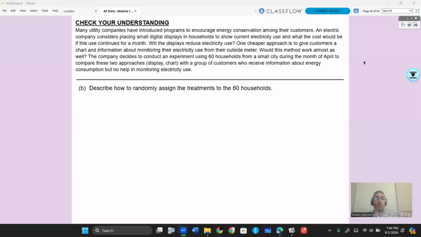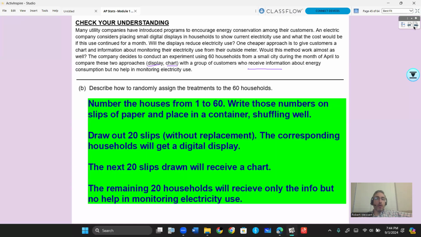Part B, describe how to randomly assign the treatments to the 60 households. Well, we have really kind of 3 groups, right? We have the 2 treatment groups plus the control group. So display chart and just the information. So we're going to have to split this up into 20, 20, and 20 somehow. How would you do that?